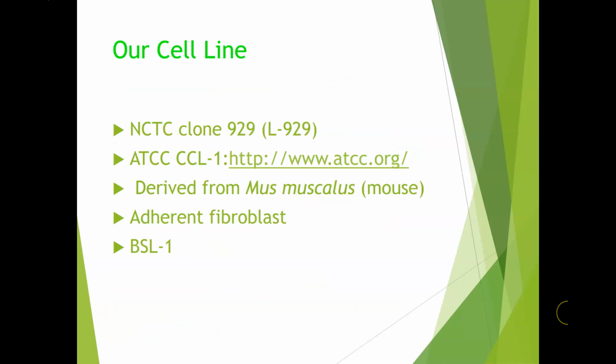The main cell line we use during this course is an adherent cell line derived from mouse fibroblasts. Fibroblasts are cells that are common in connective tissue and secrete collagen and other proteins to help create connective tissue. It's categorized as a biosafety level 1, so it's not a dangerous cell line to work with. We will continue our discussion on cell lines in part 2.